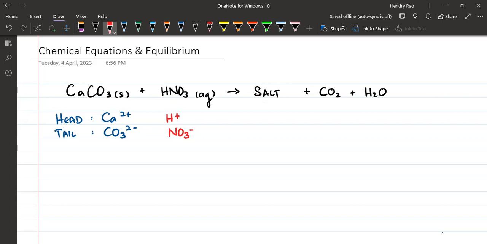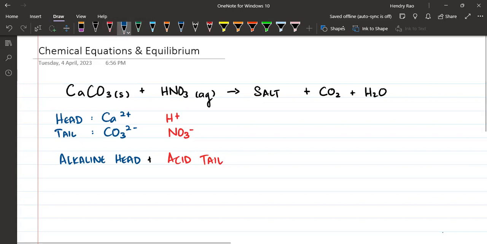Now, how am I going to do it? I'm going to give you a very big hint. Always take the alkaline head and combine it with the acid tail. Alkaline head, acid tail. Remember this. From the list above, I already mentioned alkaline head and acid head, alkaline tail and acid tail. So what I want here is alkaline head and acid tail.